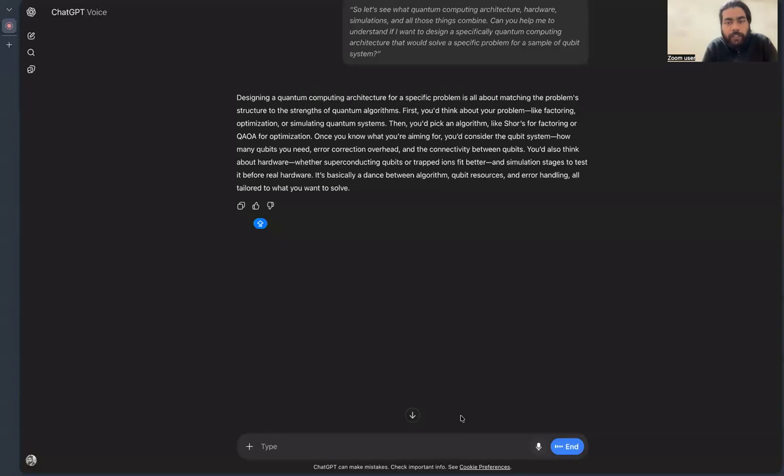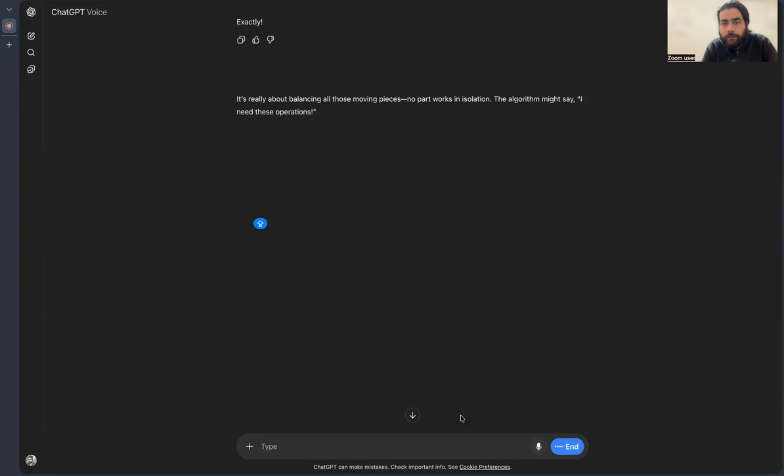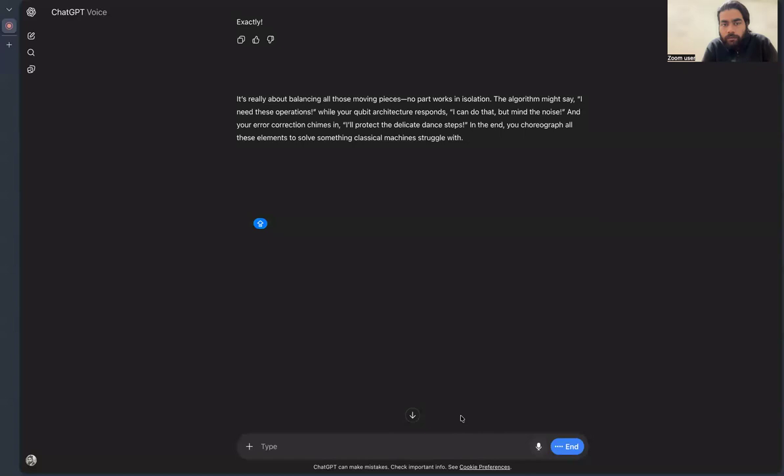The dance between algorithm, qubit resources, and error handling. It's an intriguing fact. It's really about balancing all those moving pieces. No part works in isolation. The algorithm might say, I need these operations, while your qubit architecture responds, I can do that, but mind the noise. And your error correction chimes in, I'll protect the delicate dance steps. In the end, you choreograph all these elements to solve something classical machines struggle with.